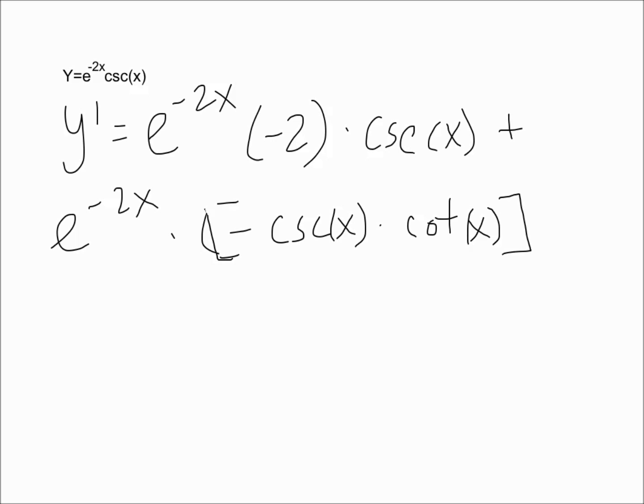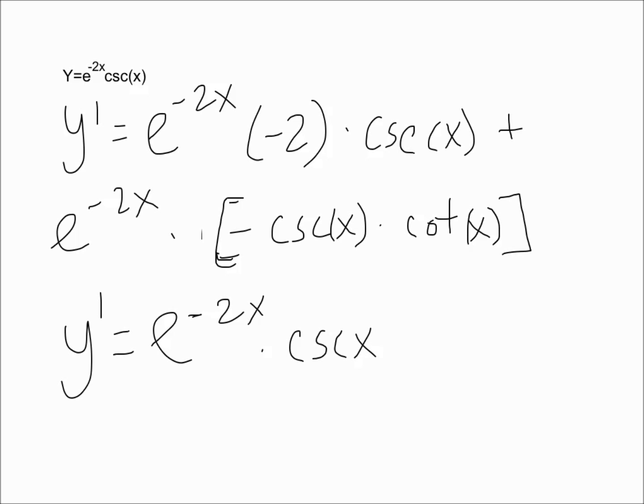This is supposed to be a bracket. I'm sorry. And well, we can just simplify that into y prime is equal to, we have e to the negative 2x and cosecant of x in both sides. So e to the negative 2x times cosecant of x is going to be times, in this case we have negative 2, in this case we have the negative cotangent of x. And that's the answer.